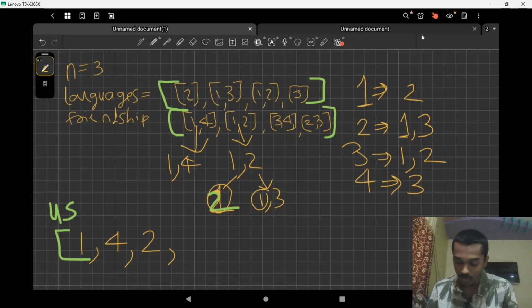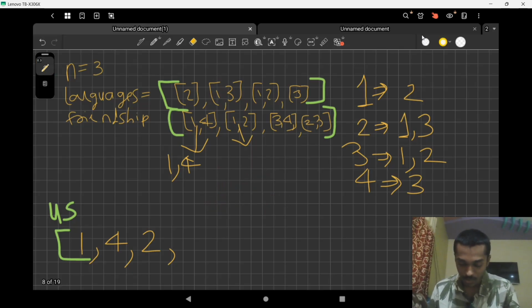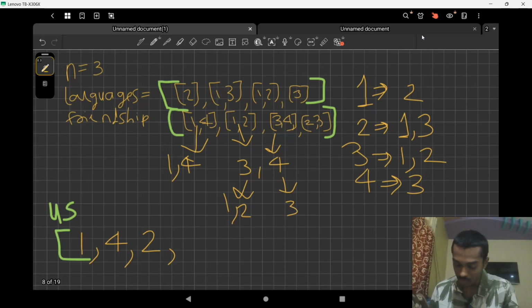Now let's move on to the next friendship, which is 3 comma 4. User 3 knows languages 1 and 2, and user 4 knows language 3, so there is no common language between them. So they are also unsatisfied users.